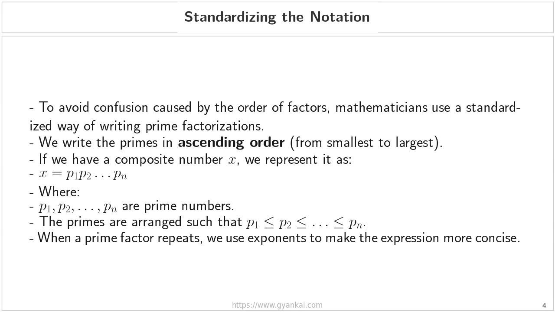Now that we've seen how different paths can lead to the same set of prime factors, you might be wondering, if the order can change, how do we keep things organized?